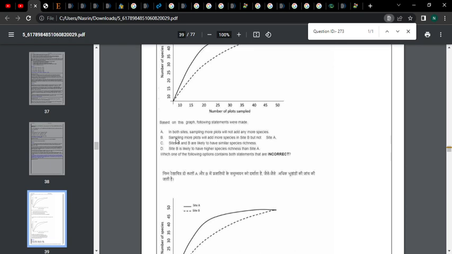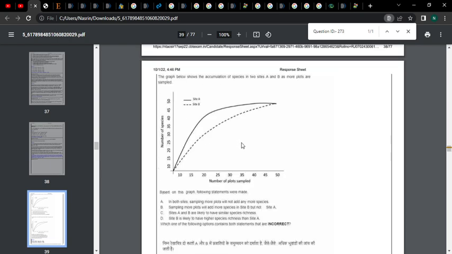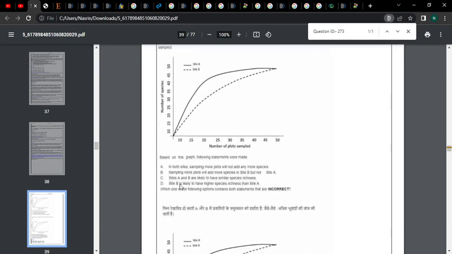That is only this particular option, that is, sampling more plots will add more species in site B but not in site A is correct. And option D, that is, site B is likely to have higher species diversity than site A, is correct. But they are asking what is the incorrect statement. Option A, that is, in both sites sampling more plots will not add any more species, is incorrect, because it will be adding more species. Next, option C, that is, sites A and B are likely to have similar species distribution, is incorrect. Even though the sites are situated close together, the species distribution will be different.